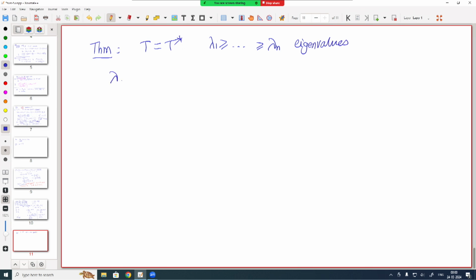Yes, let's do it for lambda 2 first, maybe. We should do it for lambda k. So, the kth eigenvalue is the following. Let's do max min first.